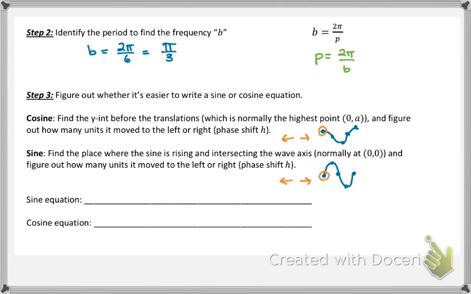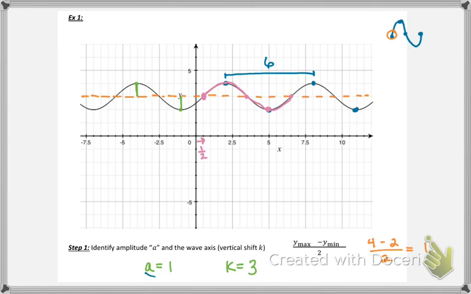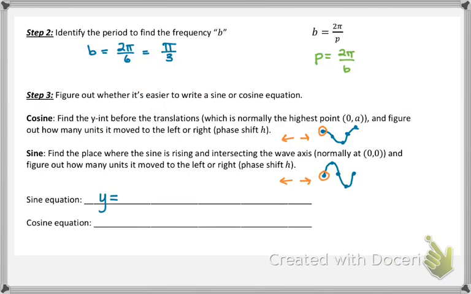My sine equation is going to be y equals, okay, and there doesn't seem to be any reflections based on my graph, so I don't have to worry about negative. My amplitude is just 1, and so it's just 1 times the sine of my b value, pi over 3, times x. Now I shifted to the right half a unit, so that's going to be x minus 1/2, and then plus 3, because I shifted my whole wave up 3. Okay, so that is my sine equation.